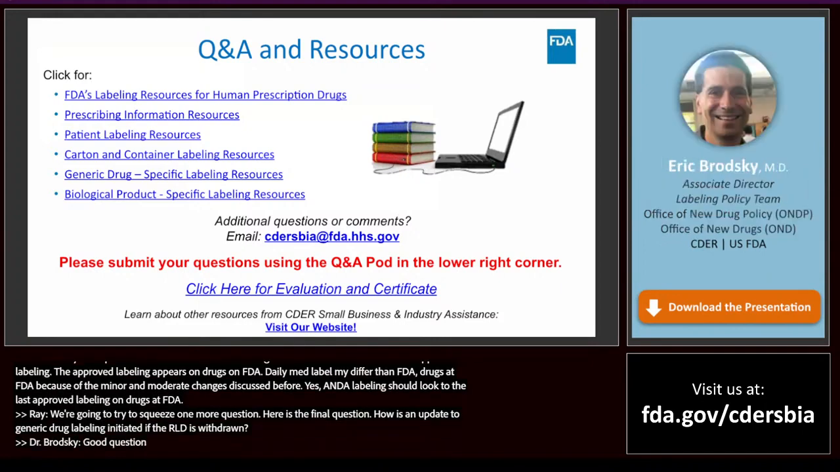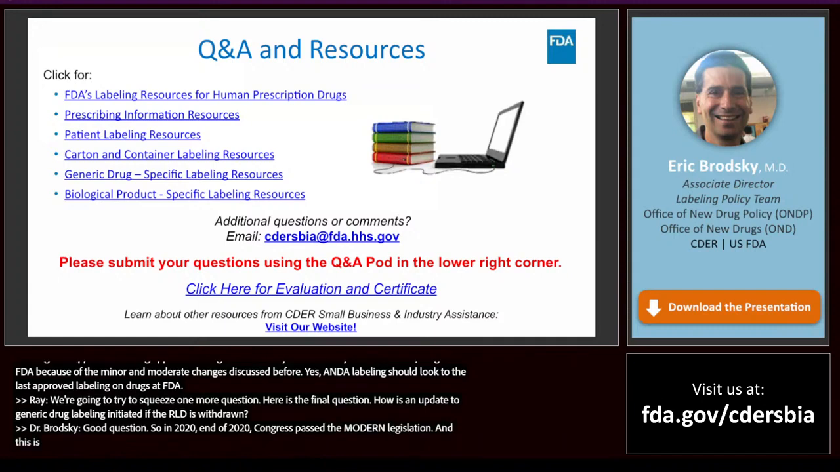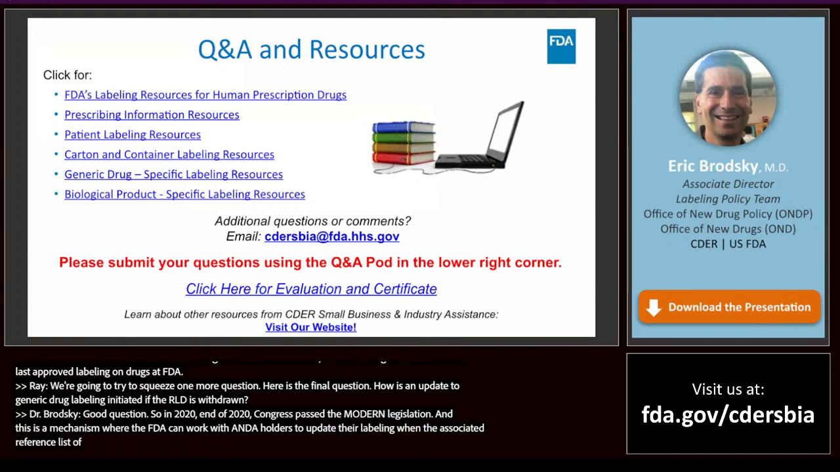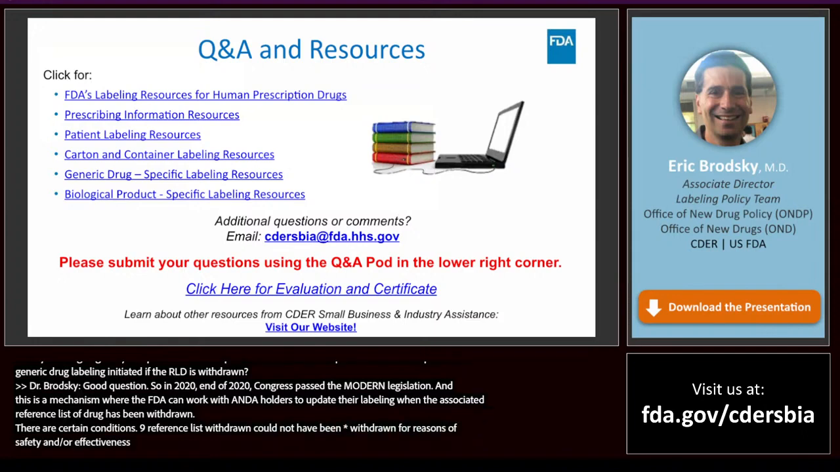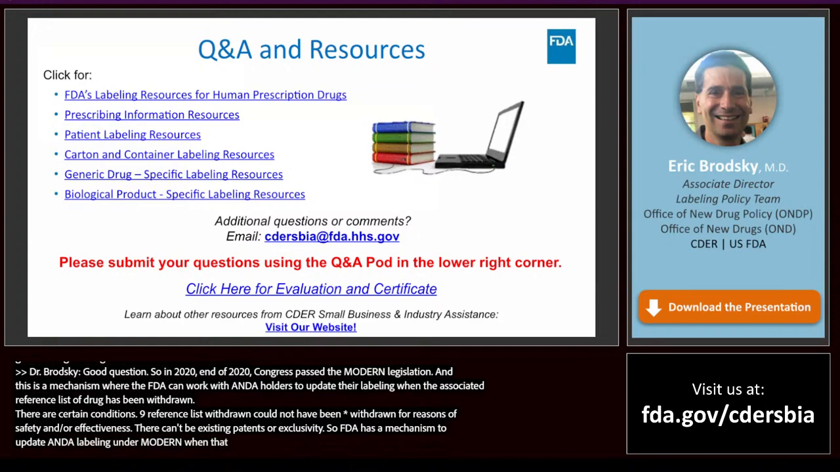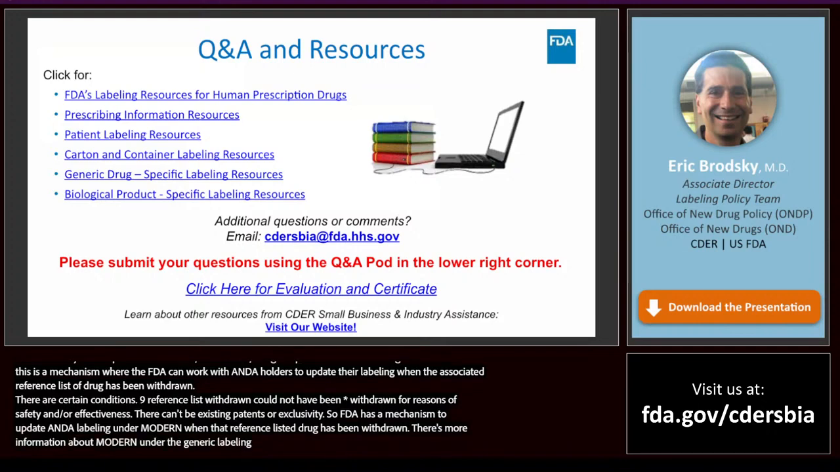Good question. So at the end of 2020, Congress passed the MODERN legislation. And this is a mechanism where the FDA can work with ANDA holders to update their labeling when the associated reference listed drug has been withdrawn. Now, there are certain conditions. The reference listed drug could not have been withdrawn for reasons of safety or effectiveness. There can't be any existing patents or exclusivity. So FDA has a mechanism to update ANDA labeling under MODERN when the reference listed drug has been withdrawn. And there's more information about MODERN under the generic labeling resources, on that specific page. Thank you.